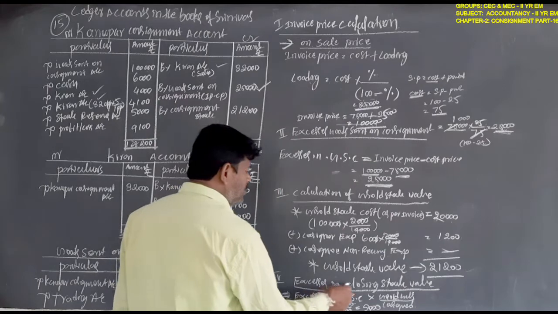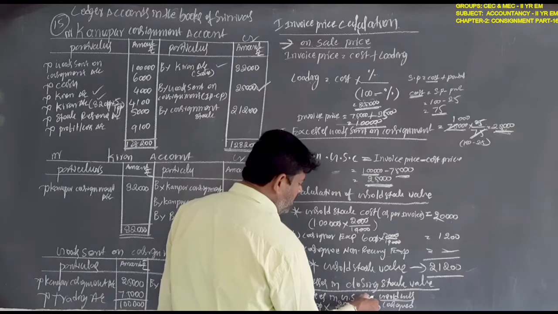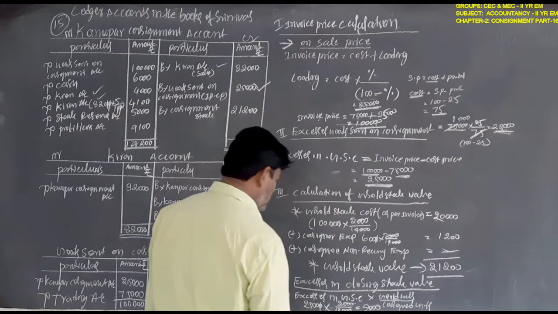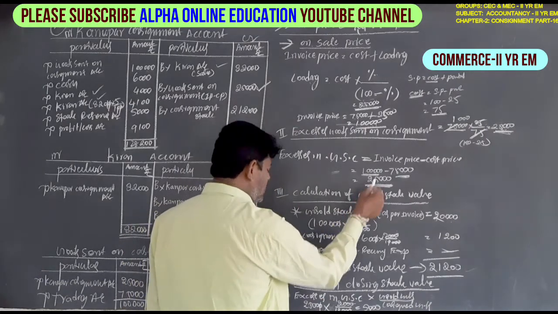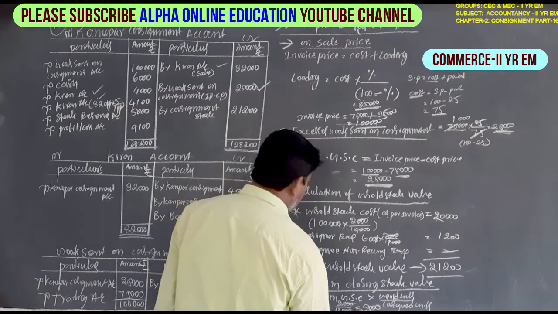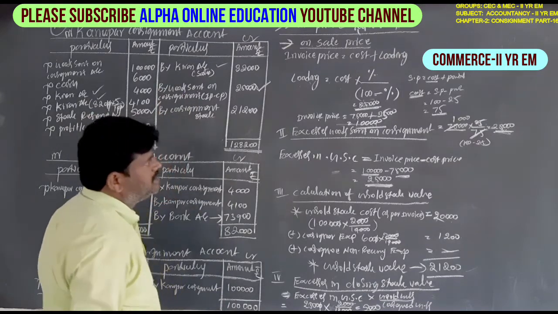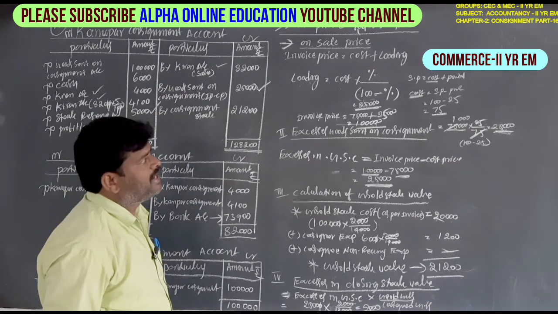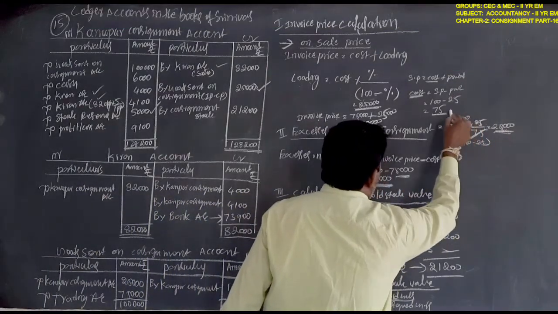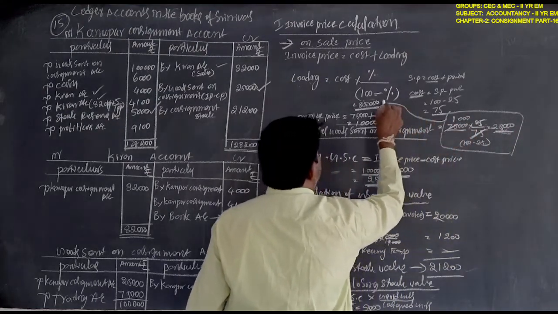Next, excess in closing stock value is equal to excess in goods sent on consignment into unsold units by consigned units. This is the problem. 25,000 rupees excess in goods sent on consignment. 2,000 by 10,000, you get 5,000 rupees. 5,000 rupees will be the excess in closing stock. This way you have to find out the 25,000 rupees calculation, and this is the answer.